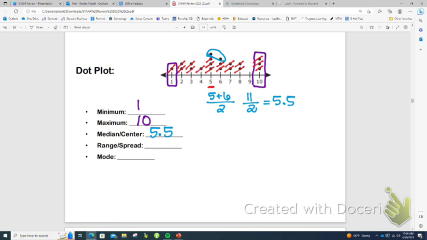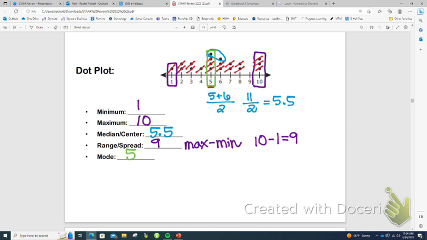To find the range, or the spread, we're going to do the maximum minus the minimum. So we can see that the max is 10, the minimum is 1, and if we subtract 10 minus 1, we're left with 9. And finally, the mode is the number with the most dots. So if we look at our dot plot, the most dots happen on 5. So 5 would be our mode.